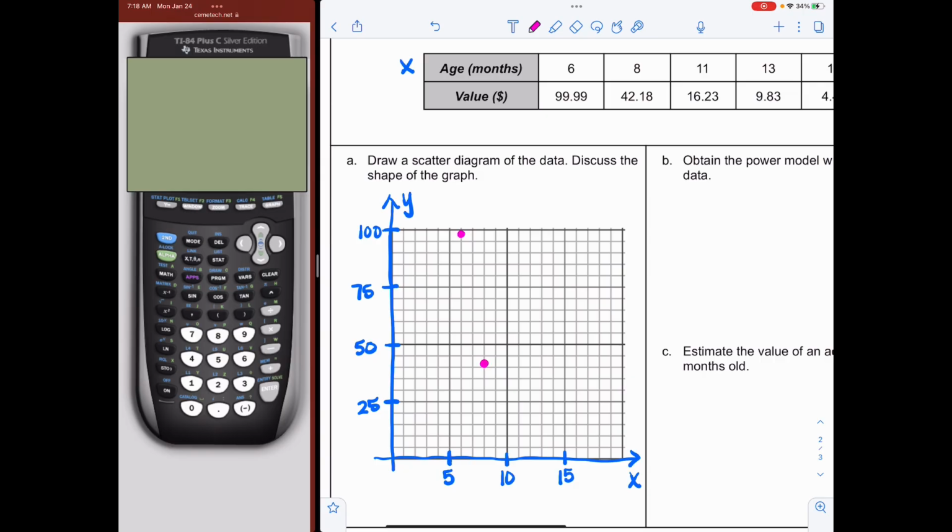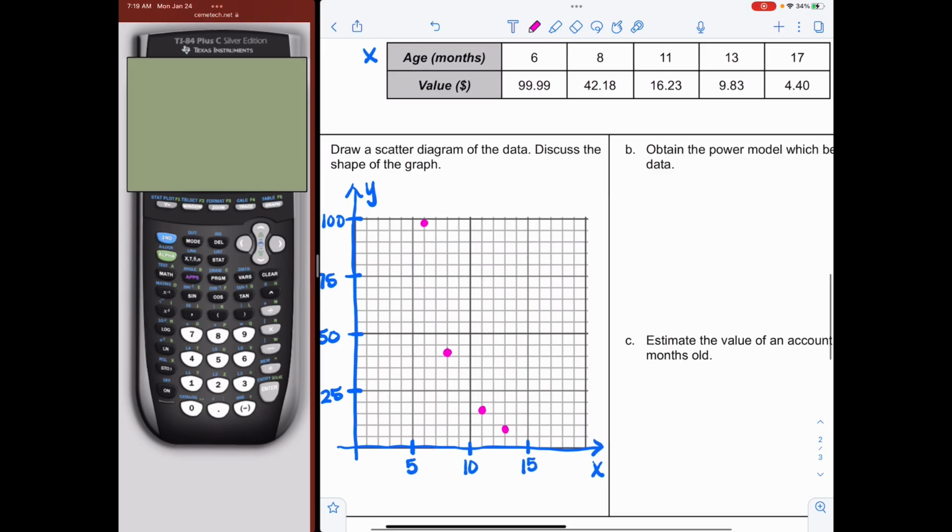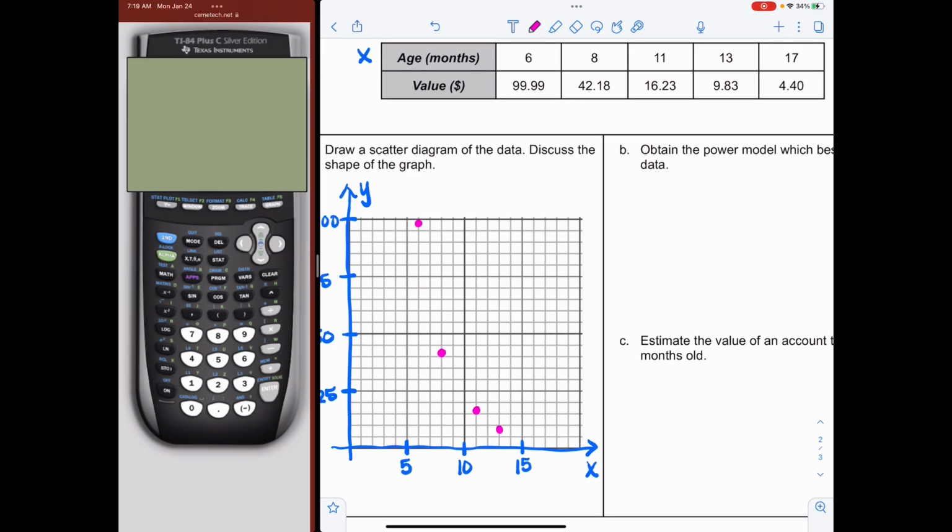Then I have 11 and 16.23. So I go to 11 and 5, 10, 15, 16 is going to be a little bit above that. So that's going to be here. Then we have 13 and then 9.83, which is about right here. And then we have 17 and then 4.40. So 17 and then 4.40 is approximately right here.